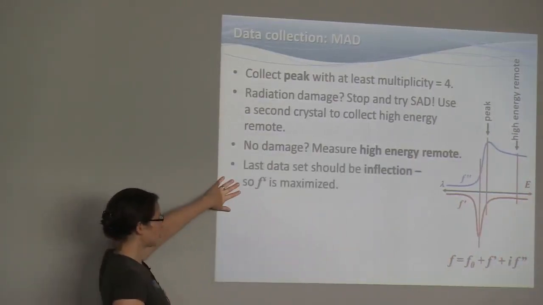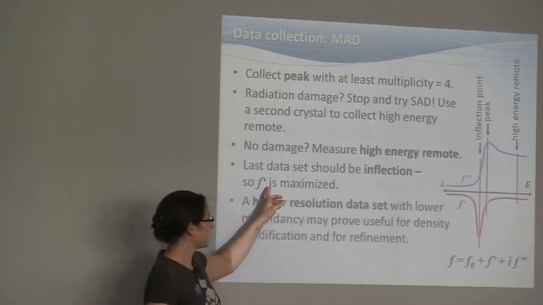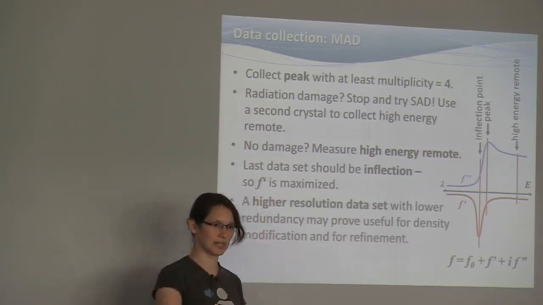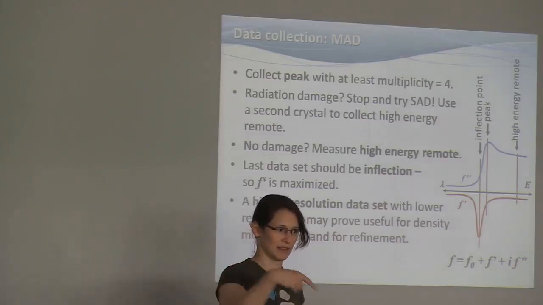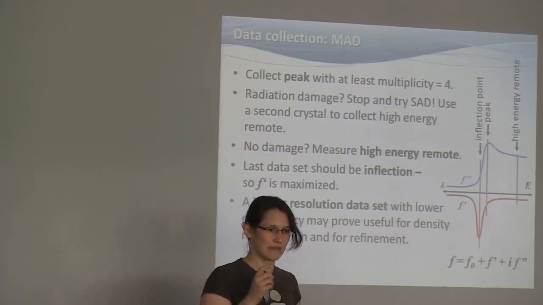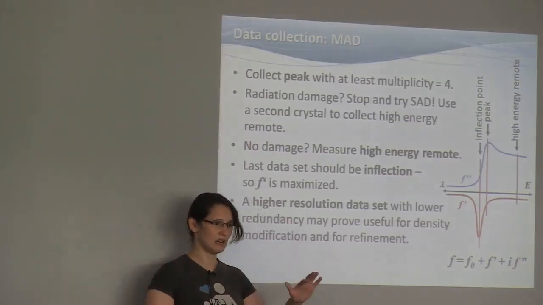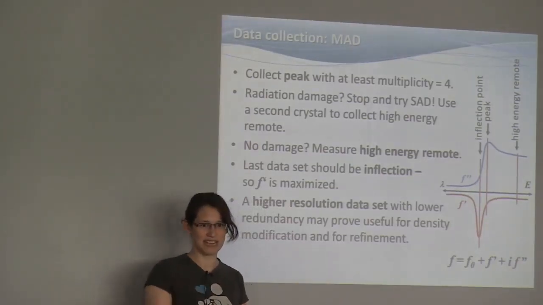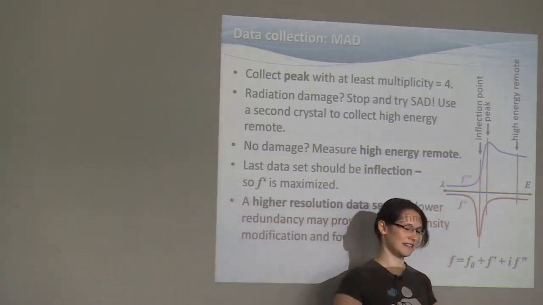The last data set should be inflection, in my opinion. That is because if you had any radiation damage by this time, remember F prime contributions point backwards from what the structure factor would be without the anomalous scattering. So if you had radiation damage, it means likely your structure factor has become shorter. F prime goes backwards, so you kind of artificially maximize F prime by your radiation damage in some way.